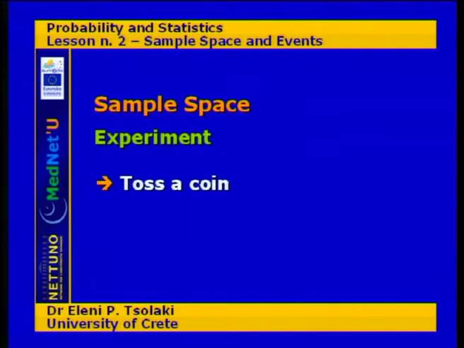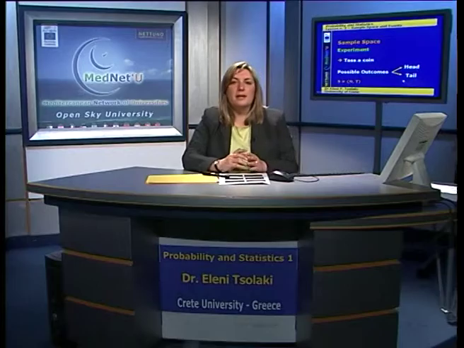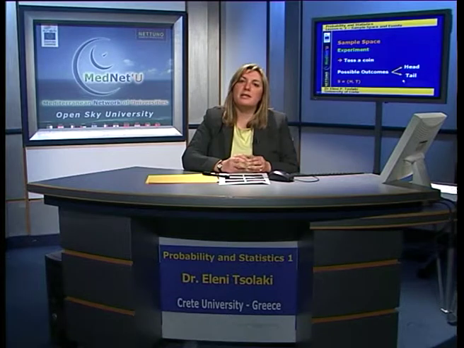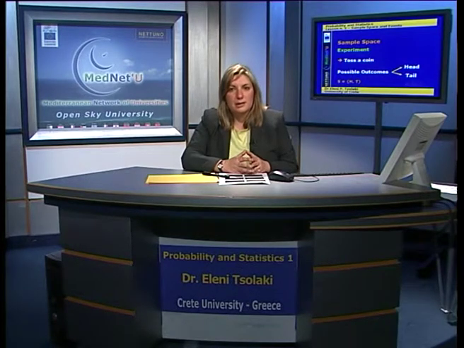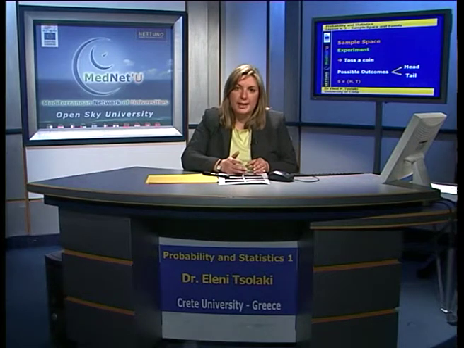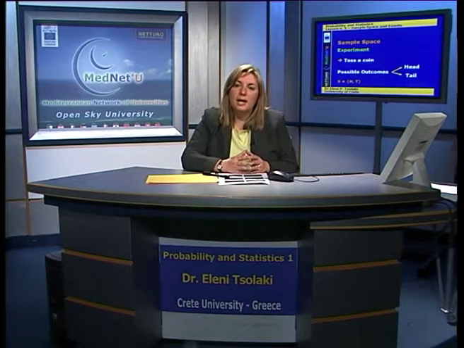Back to our experiment when tossing a coin. The possible outcomes are head or tail. So the sample space in this case would be obtaining a head or a tail. We denote by H the head and by T the tail. We see that in these cases, when the experiment is simple, it's very simple to find out what the sample space is. Later on, we are going to see more complicated examples and see that we have to think a bit to find out exactly what our sample space is.